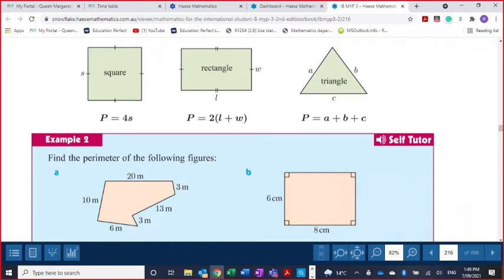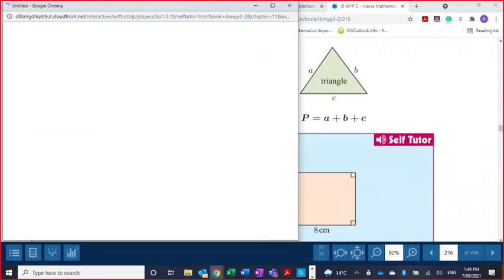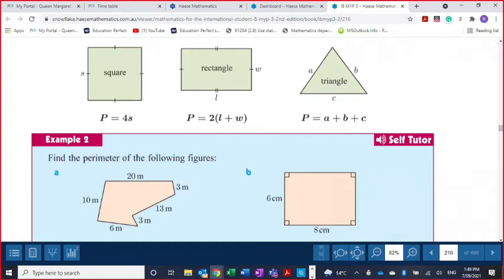But if the units are all the same, all you have to do is simply add them together. B is a rectangle, and those little squares in the sides tell you that those are 90-degree angles, so it is indeed a rectangle. If that's the case, then we could use the formula: perimeter equals 2 times the length plus the width, or you can use P equals 2L plus 2W.